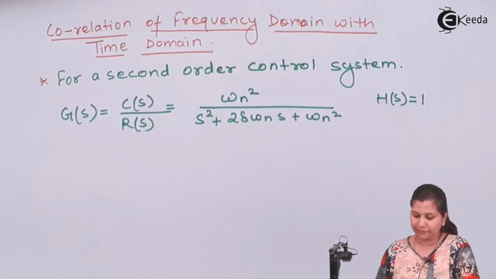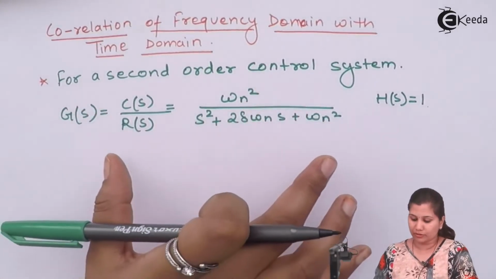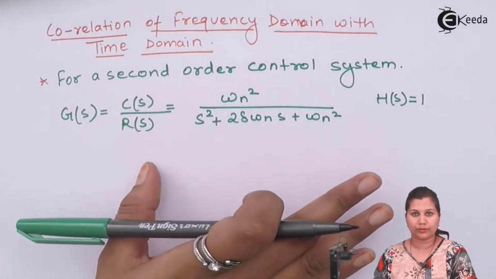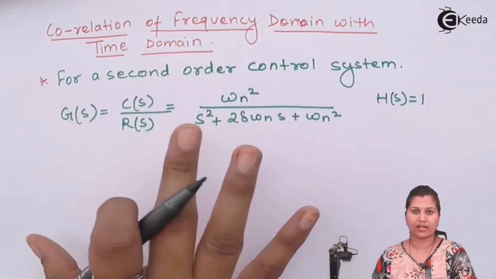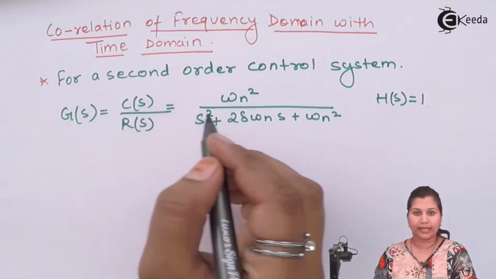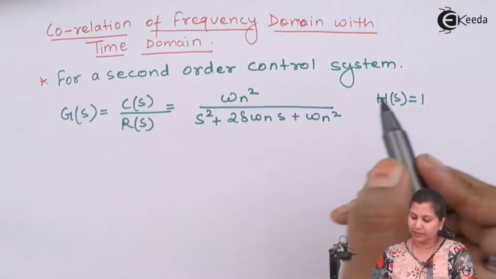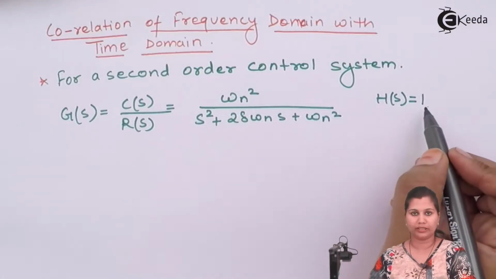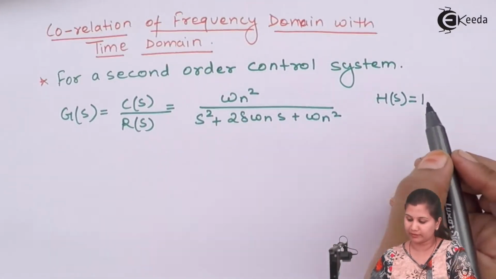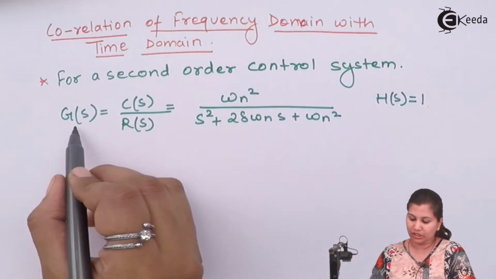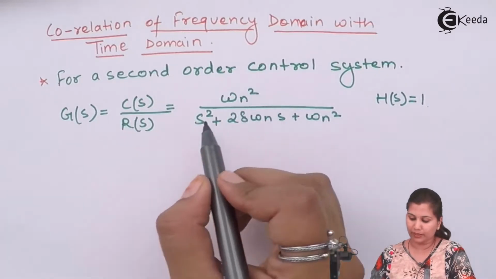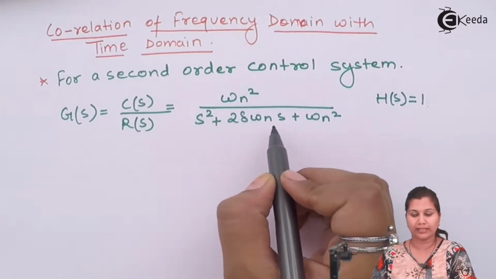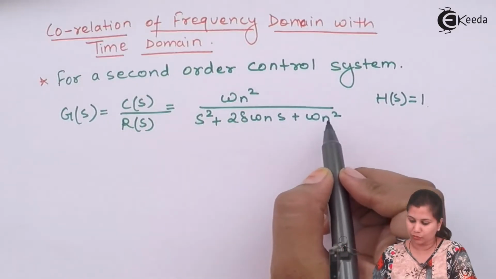here we have the transfer function of a second order control system. This is the generalized transfer function in the time domain. Here we have considered that H(s), the feedback loop, is unity. It is a unity feedback system. So G(s) equals omega n square upon s square plus 2 delta omega n s plus omega n square.